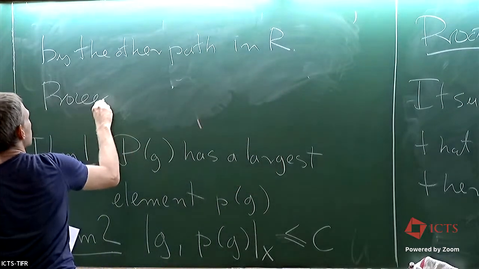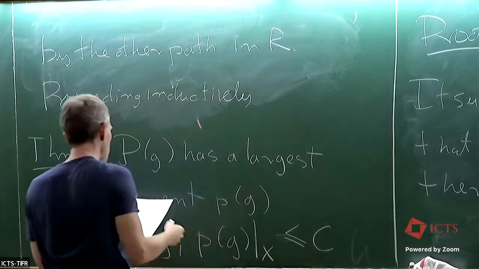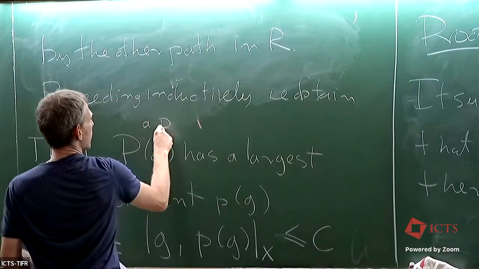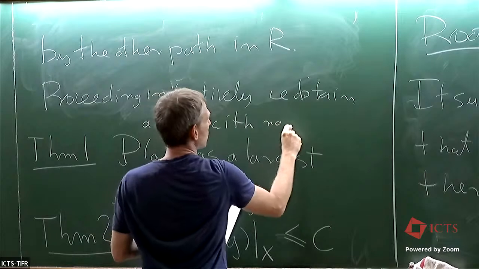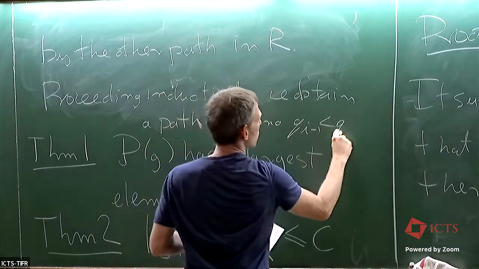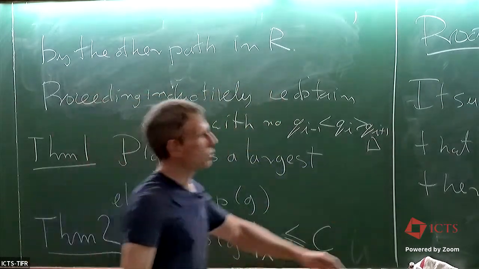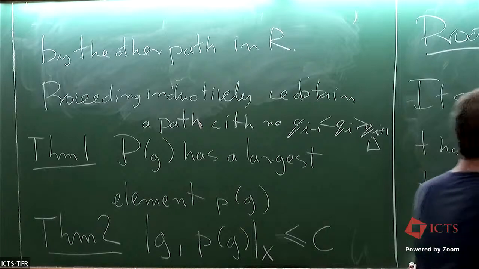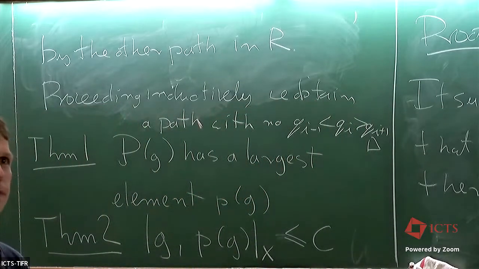So proceeding inductively, removing these mountains one by one, we obtain a path that doesn't have those pathologies, a path with no situations where Qi minus 1 is smaller than Qi and Qi is larger than Qi plus 1. And as we discussed, this allows us to say that this is the behavior of our path with respect to identity, and this Qj is then the lower bound for the endpoints. So this proves the theorem. Questions? Comments?